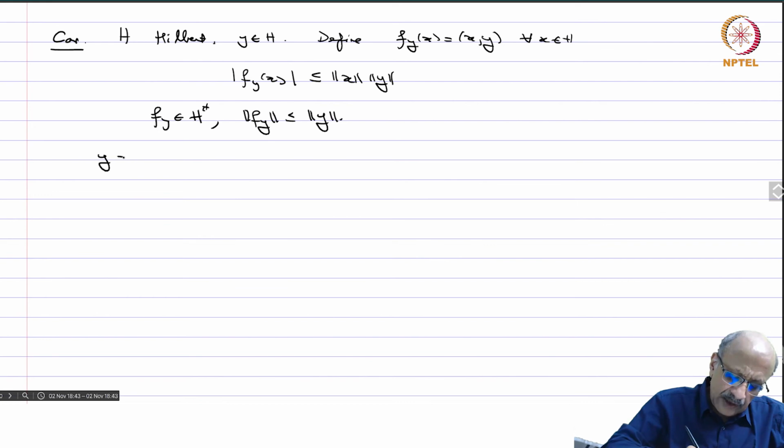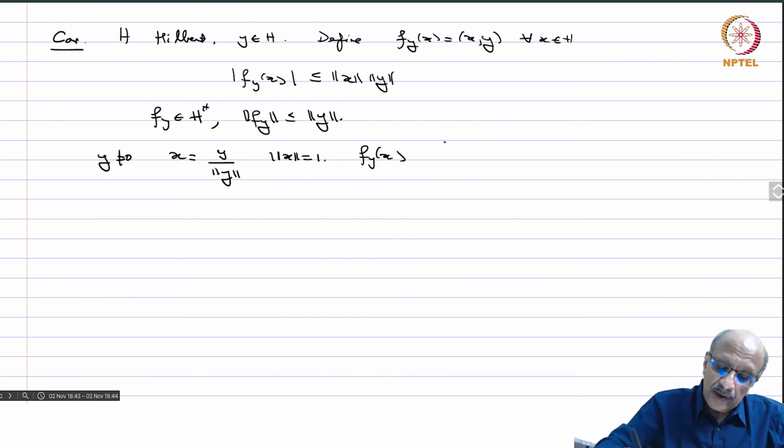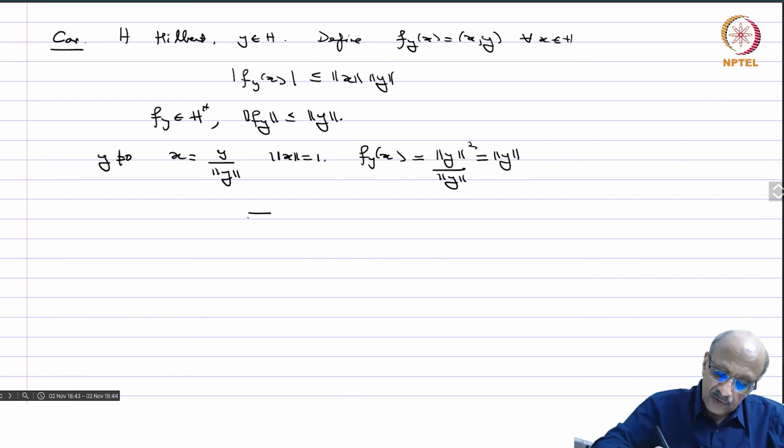So assume that y is not equal to 0, and you take x equals y by norm y. So norm x equal to 1, and fy of x is xy, so that is y norm y by norm y, which is equal to norm y square by norm y, which is equal to norm y. So the maximum is reached on the unit sphere, and therefore this implies that norm fy equal to norm y.